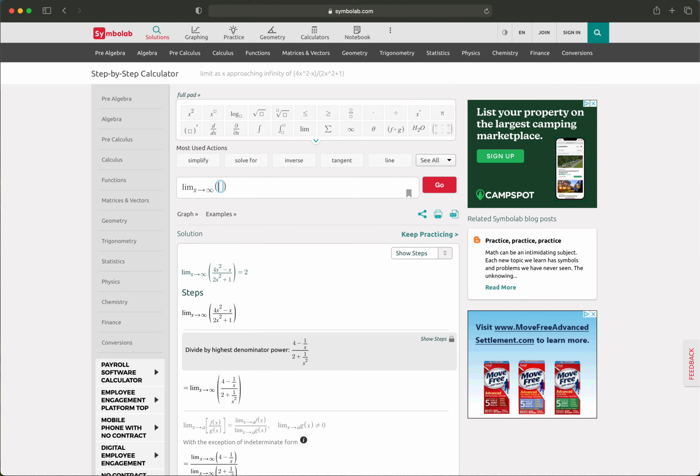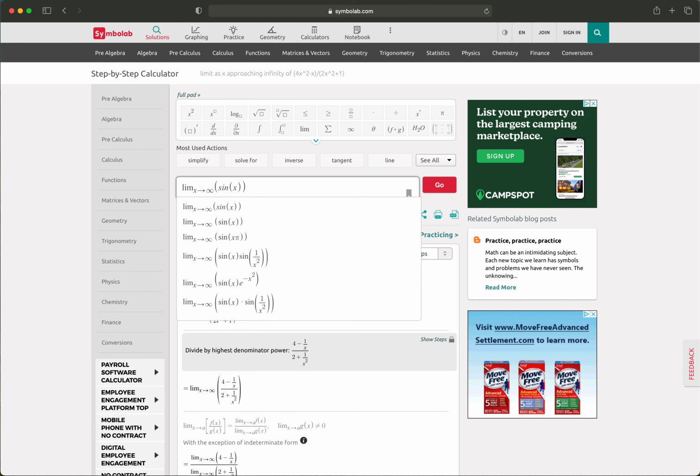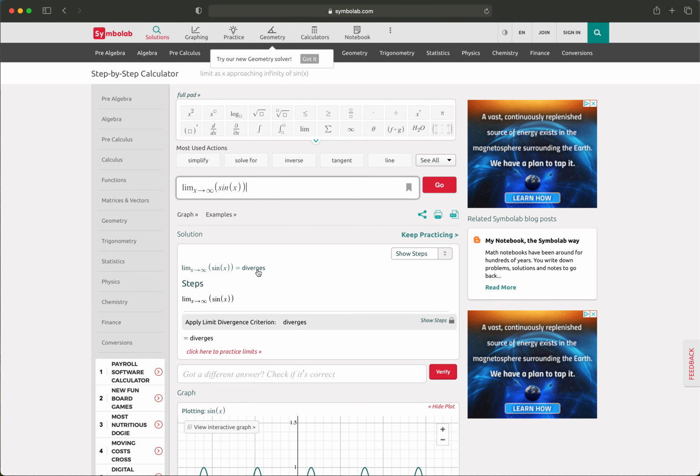Let's try something different. Sine of x. So it diverges. Diverges is the same thing as does not exist. Try something we've been doing in calculus already. Limit as h approaches zero. I think the way you write it is like this. So limit h to 0.